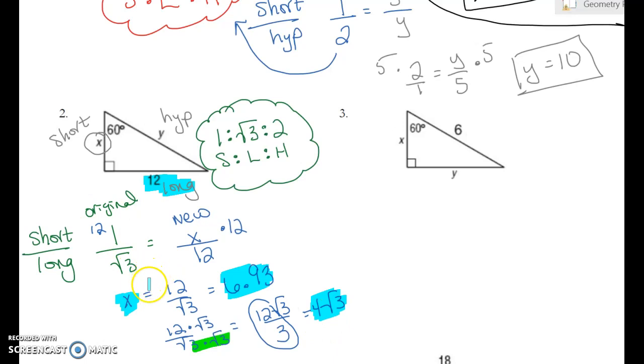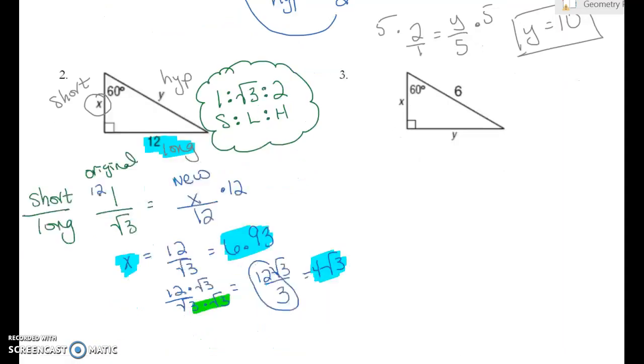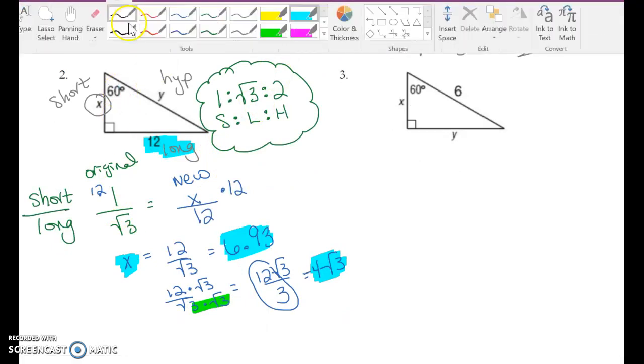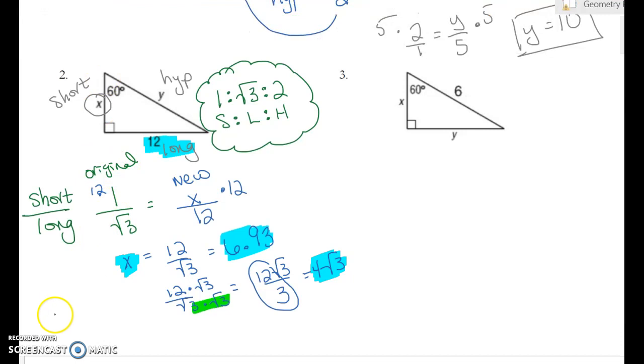Now I'd have to do the same thing to find the long leg, but I need to add some space real quick. Okay, so now you're going to try the next one. I'll help you set up just in case you need it still. And so I'm going to do my height over long. My original height was 2. My original long is square root of 3. And then my new height was y over my new long, which is 12. Okay, so go ahead and solve that, and you can get an answer as a decimal or as a radical.